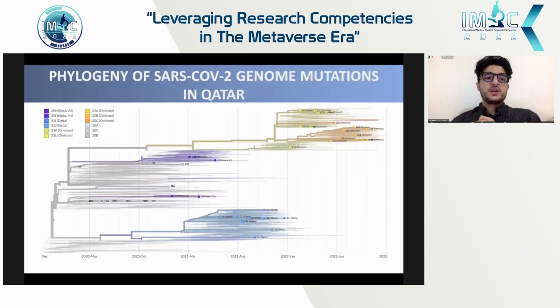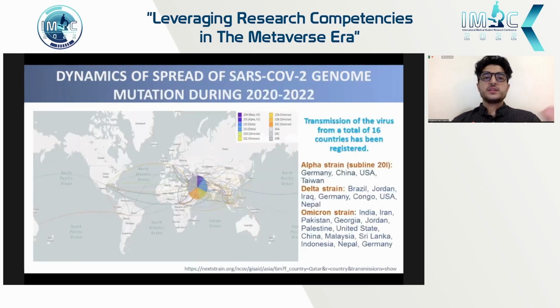When it comes to the phylogeny, you find more prevalence of Delta and Omicron in genome mutation in Qatar. As for the strains and the dynamic of the spread, it came basically from more of the Asian countries. For example, Alpha came from China, to Taiwan, the USA and Germany. Delta came from Brazil, Jordan, Iraq, Germany, Congo, the USA, and Nepal, because that's where the demographic of Qatar comes from, basically because of the economic situation that we have. For Omicron, India, Iran, Pakistan and Georgia were more prevalent.